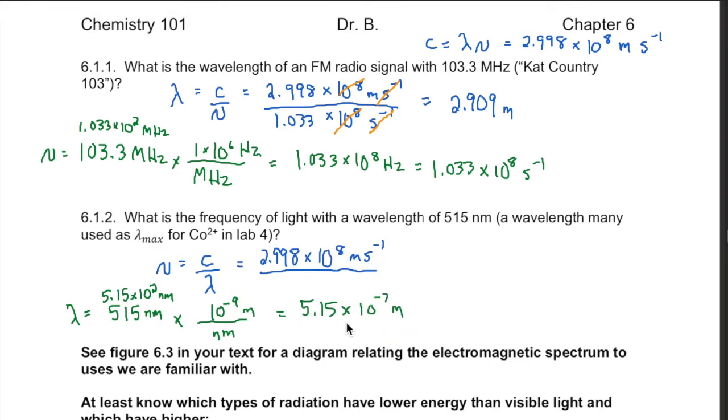That is 5.15 times 10 to the negative 7 meters. I'll put that down here. And that comes out to be 5.82 times 10 to the 14 seconds to the negative 1, because the meters cancel. And so you can put this as hertz or convert it to terahertz if you want to.